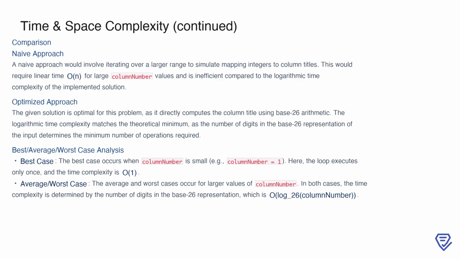For best case analysis, when column number is small, such as 1, the loop runs only once, giving a time complexity of 1. For both average and worst cases, larger values of column number result in the loop running proportional to the number of base 26 digits, leading to a complexity of log_26, column number. This demonstrates that the solution is efficient across all scenarios.